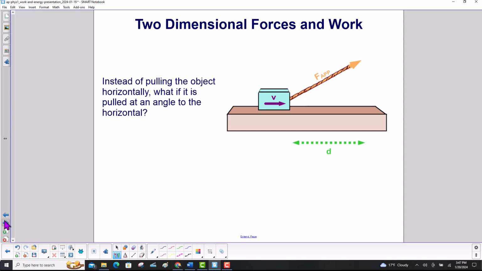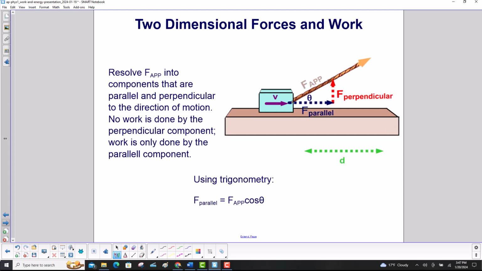But what if, instead of pulling the object horizontally, it is pulled at an angle to the horizontal? This has been done before in dynamics, and we're going to do it again. Resolve the applied force into components that are parallel and perpendicular to the direction of motion. No work is done by the perpendicular component. Work is only done by the parallel component. So using a little trig, F parallel is equal to the applied force times the cosine of this angle here, theta.